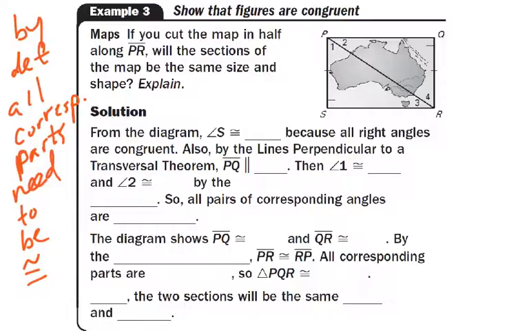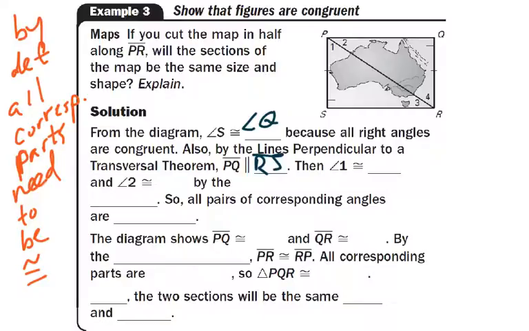Okay, so if we go through this from the diagram, we know that angle S is congruent to angle Q because they are right angles and all right angles are congruent. Also, by the lines perpendicular to a transversal theorem, line PQ is going to be parallel to line RS. Okay, that's the top is parallel to the bottom.